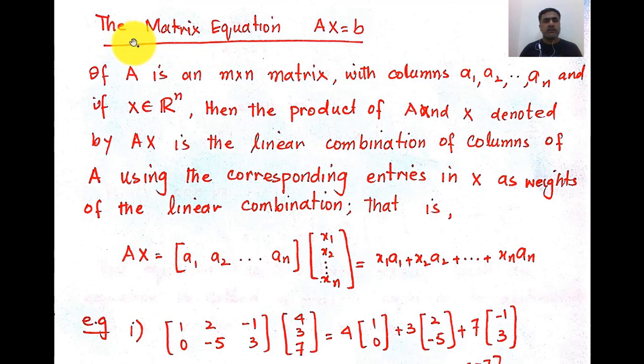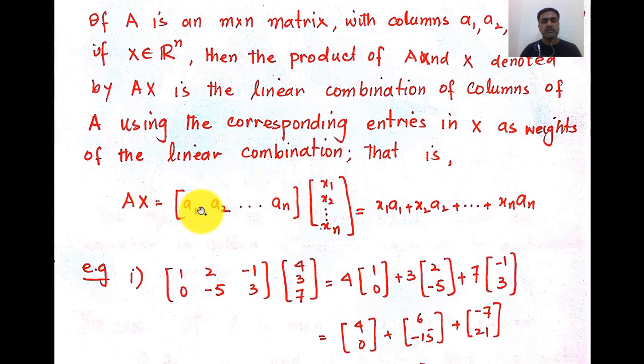Now we give a brief description of matrix equations Ax equals B. If A is an m cross n matrix with columns a1, a2 up to an, and if I take a vector x from Rn, then the product of A and x, denoted by Ax, is the linear combination of the columns of A using the corresponding entries in x as weights of the linear combination. That is, Ax can be written as the columns a1, a2, up to an, times x1 up to xn.